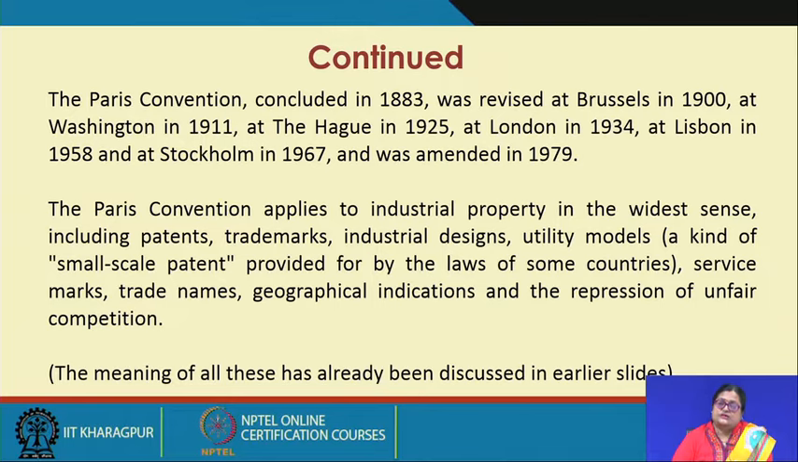The Paris Convention concluded in 1883 and was revised in Brussels in 1900, Washington in 1911, The Hague in 1925, London in 1934, Lisbon in 1958 and Stockholm in 1967, and was amended in 1979. The Paris Convention applies to industrial property in the widest sense, including patents, trademarks, industrial designs, utility models, a kind of small scale patent provided for by the laws of some countries, service marks, trade names, geographical indications and the repression of unfair competition.